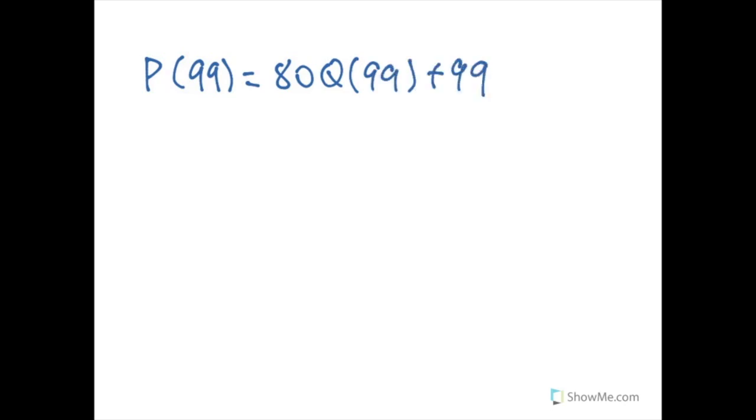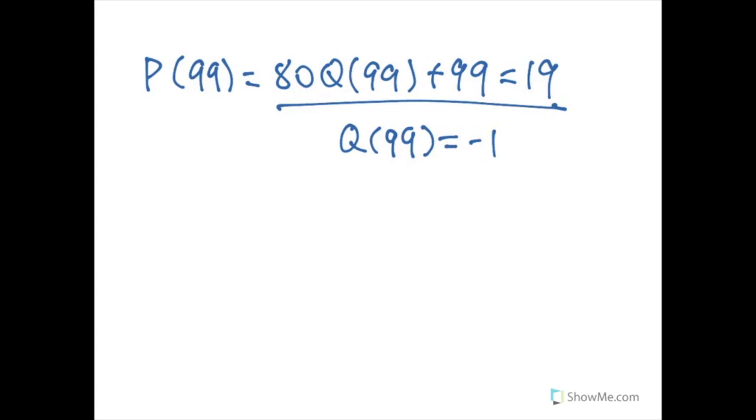But of course, p of 99 is the same thing as the remainder when p of x is divided by x minus 99. And we're given in the question that this is 19. So solving this equation, we're going to get q of 99 is equal to negative 1. Now what does this mean? This simply means that the remainder of q of x when divided by x minus 99 is negative 1, using the reverse of the remainder theorem.